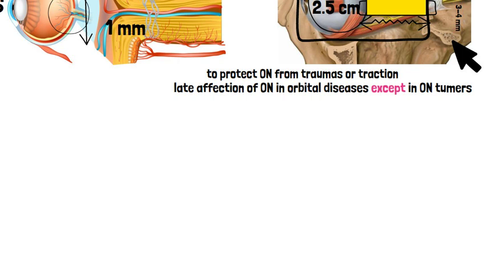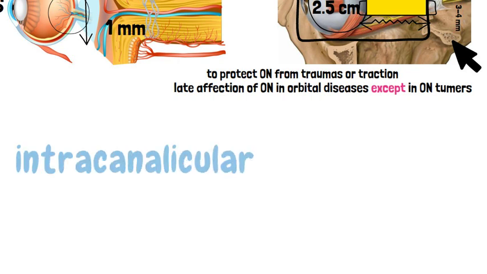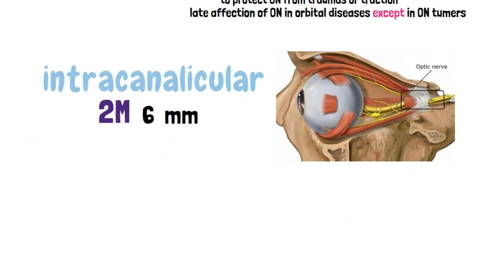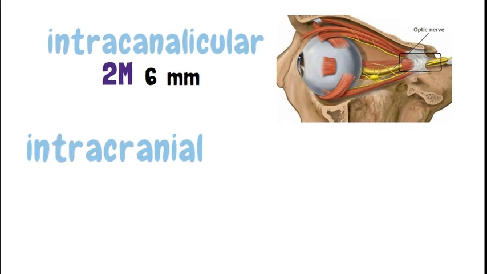The third part is the intracanalicular part. It traverses the optic canal and measures about 6 millimeters. There are two Ms added to the nerve: meninges and myelin sheath. And unlike the intraorbital part, the intracanalicular part is fixed to the optic canal, as the dura fuses with the periosteum, so it is very vulnerable in trauma.